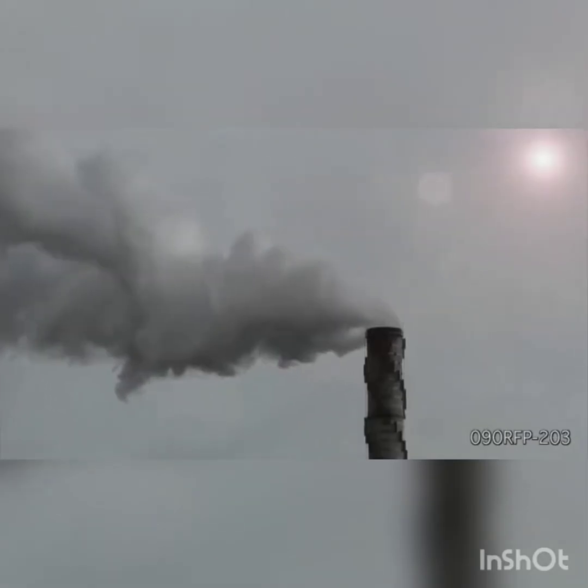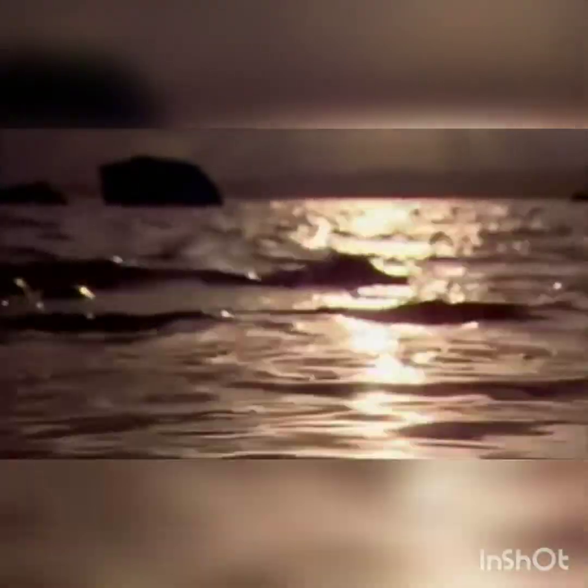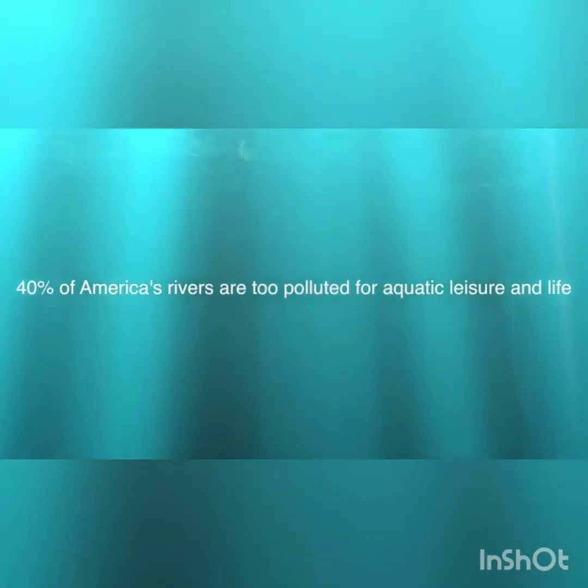It's about time that you face the facts. We must do something about pollution. Pollution is bad for our health. It kills millions of people each year who get heart disease, lead poisoning, and even some lung problems. And furthermore, 40% of America's rivers are too polluted for fishing, swimming, or aquatic life.